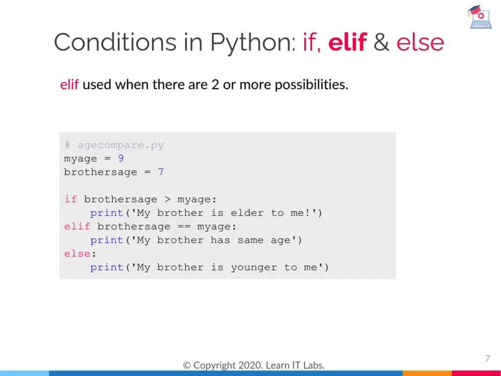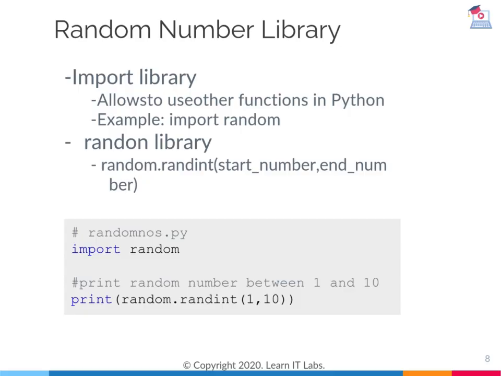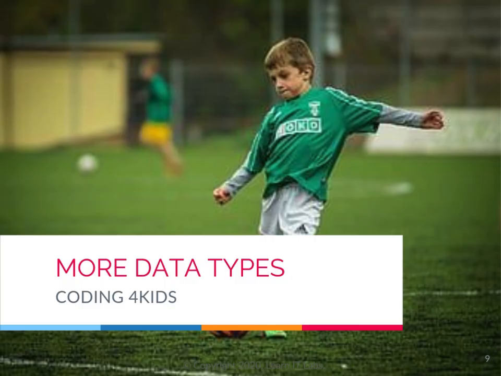For our games to be unpredictable and fun, we need to introduce the random library. This allows us to use other functions in Python. We must first import the library to access tools like random.randint(start_number, end_number), which generates a random number within a specified range.